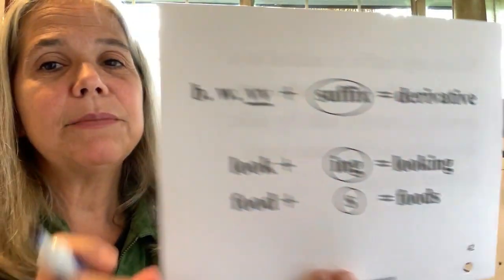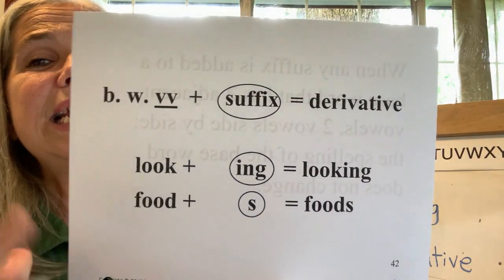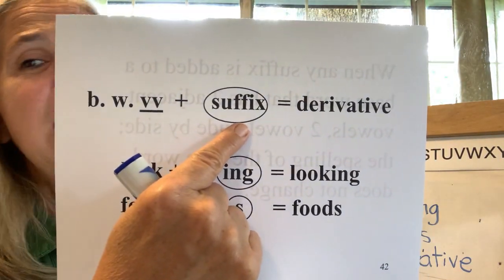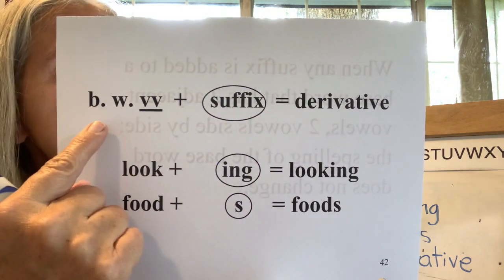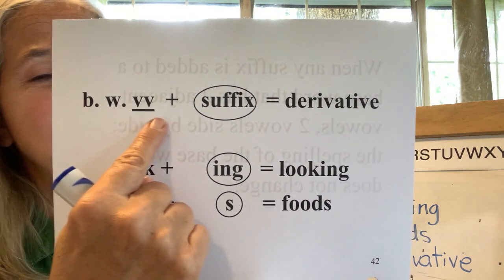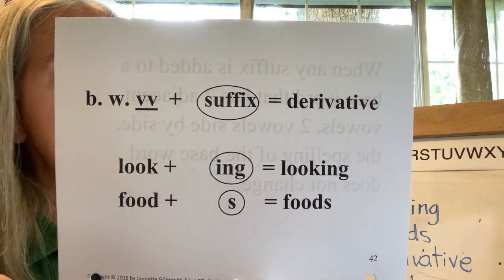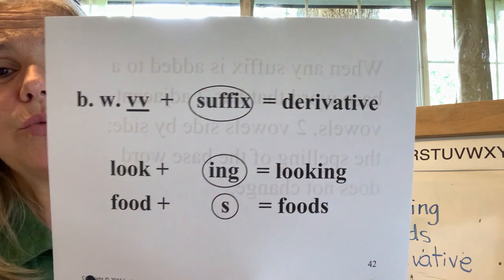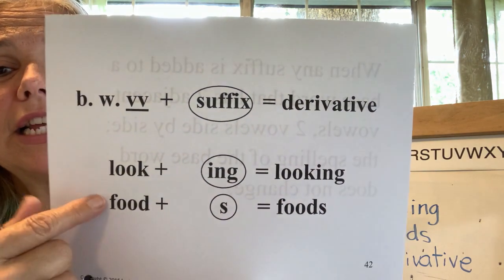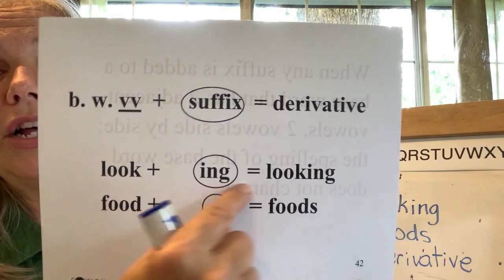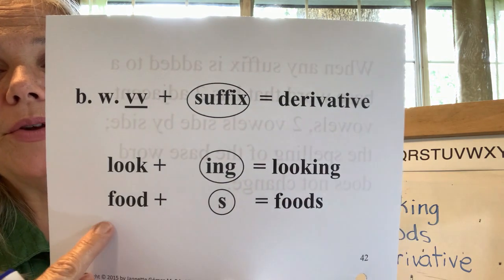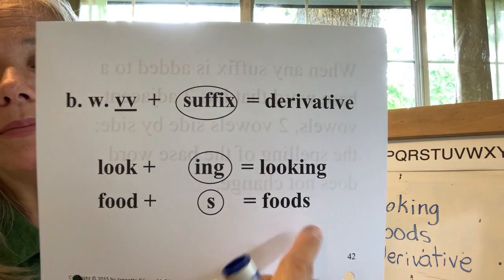Let's look at our concept card. When any suffix is added to a base word that has two adjacent vowels, which is two vowels side by side, the spelling of the base word does not change, as in look, looking, food, foods.